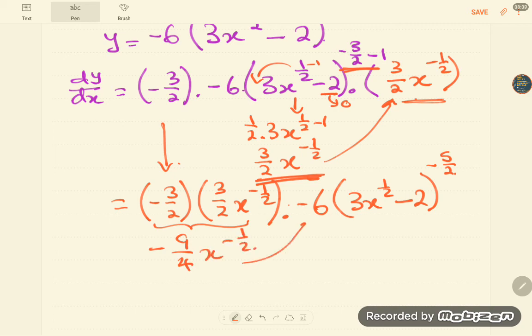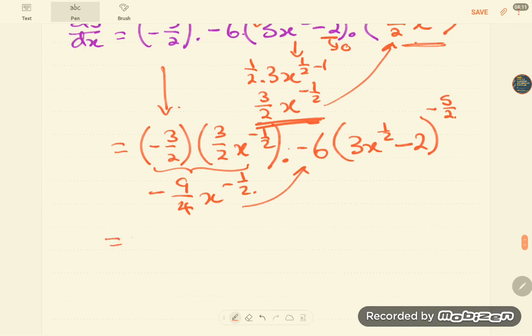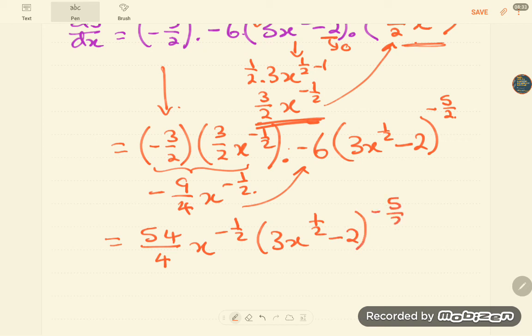Okay, so that's what I'm going to multiply with this here, and that would essentially give us a plus 30. Okay, let me not jump anything. Let me just show you everything as it is. 9 and 6 is 54, so that gives us a plus 54 over 4 x to the minus half, 3x to the half minus 2 to the minus 5 over 2.